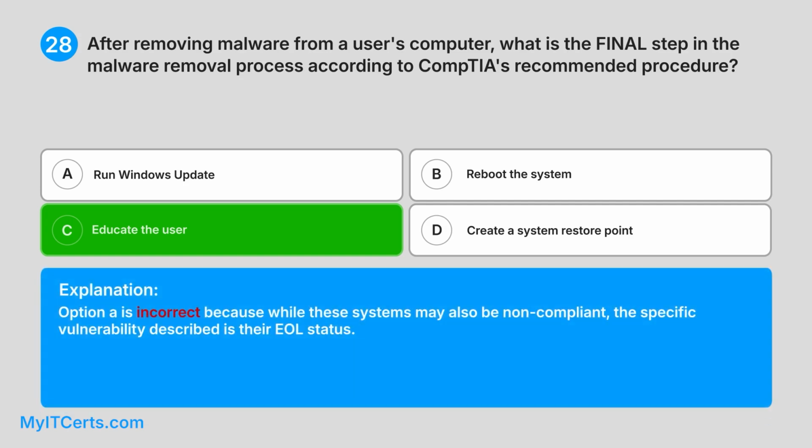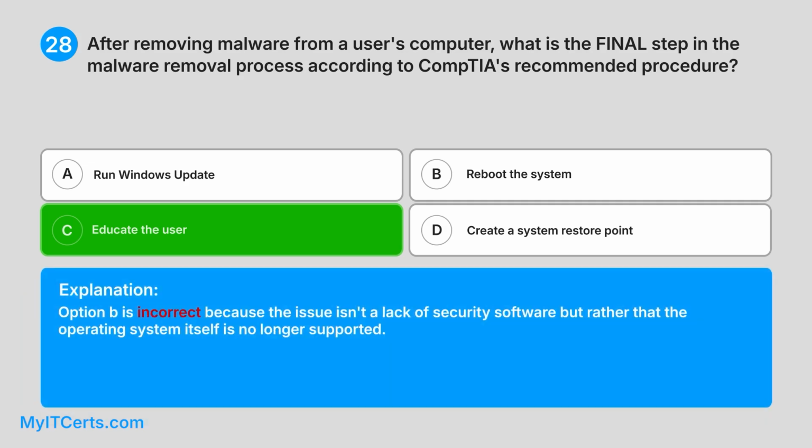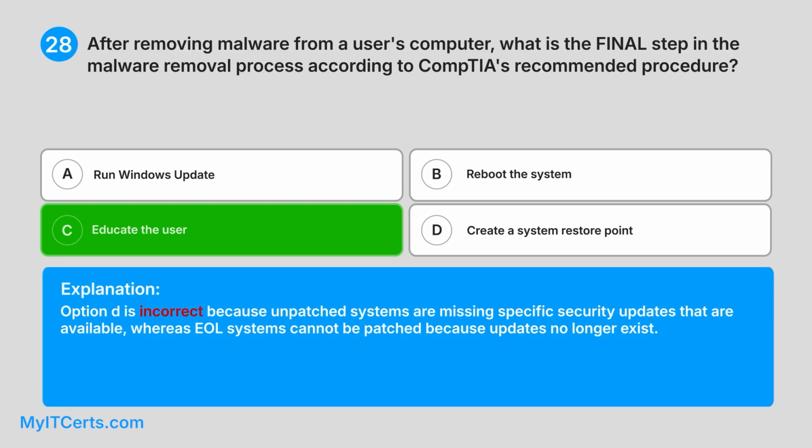Option A is incorrect because while these systems may also be non-compliant, the specific vulnerability described is their EOL status. Option B is incorrect because the issue isn't a lack of security software, but rather that the operating system itself is no longer supported. Option D is incorrect because unpatched systems are missing specific security updates that are available, whereas EOL systems cannot be patched because updates no longer exist.